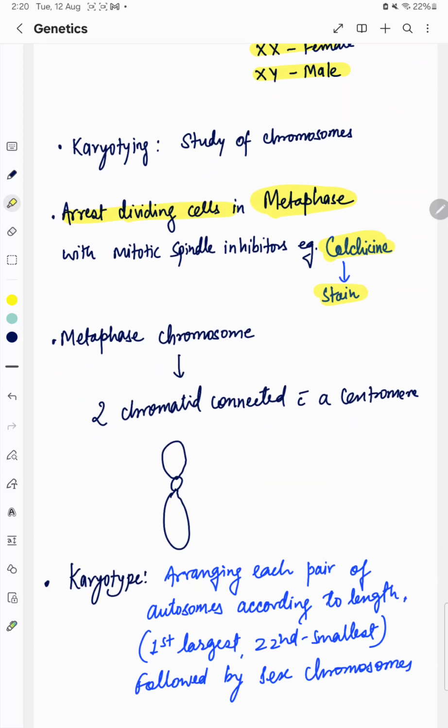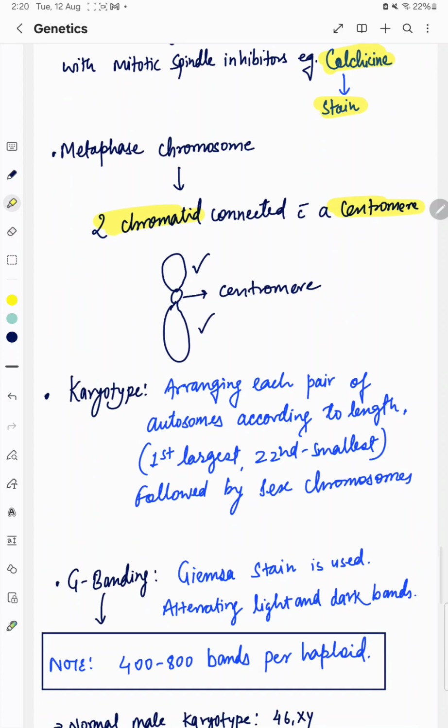Metaphase chromosome, as you know, we arrest the cell in metaphase. A metaphase chromosome has 2 chromatids connected with a centromere. This is the centromere, and we have 2 chromatids. This is the metaphase chromosome.